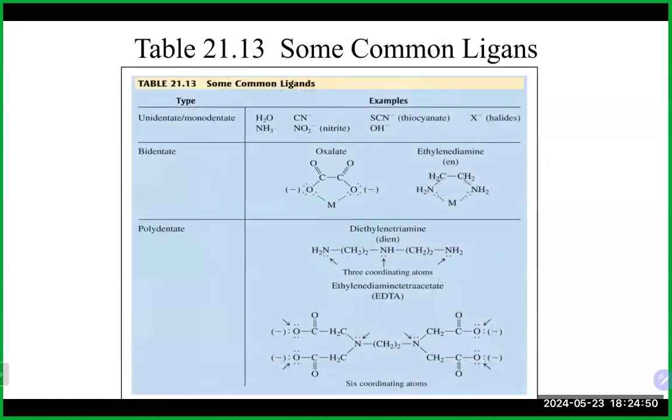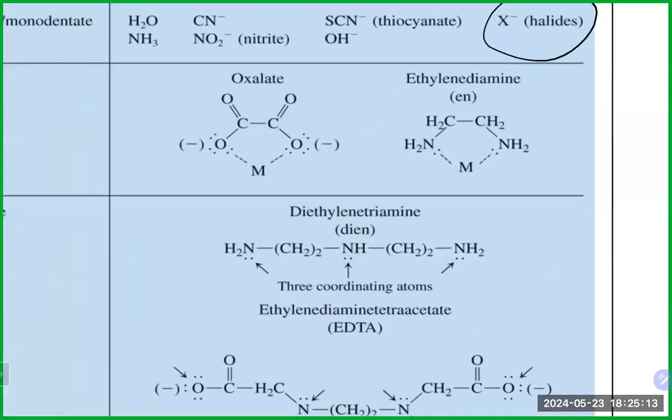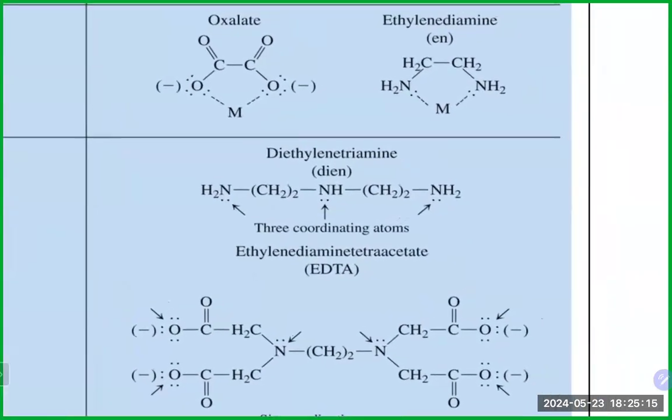Here's a table of some common ligands. I'm not sure where the D went, but the ligands there. Here's our water, our cyanide, our ammonia, our NO2, our thiocyanate, our hydroxide, and our halogens. These are all monodentate. There's our oxalate and our ethylenediamine. There's also diene, which is actually 3 nitrogens.